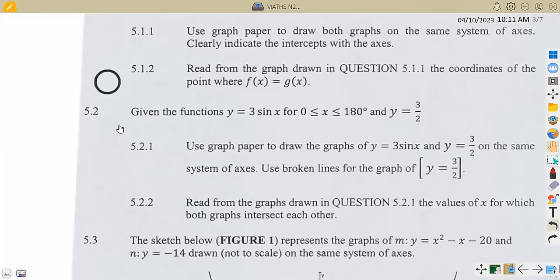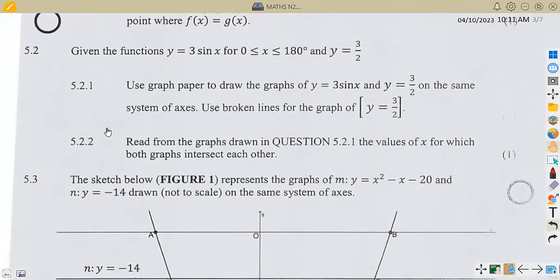The same thing is happening on question 5.2, where we are given the function f(x), so the function y is equal to 3 sin x from 0 to 180, and y is equal to 3/2. You're asked now to draw the graphs, okay? So still we are using the same thing, but here we are asked to use broken lines for the graph of y is equal to 3/2.